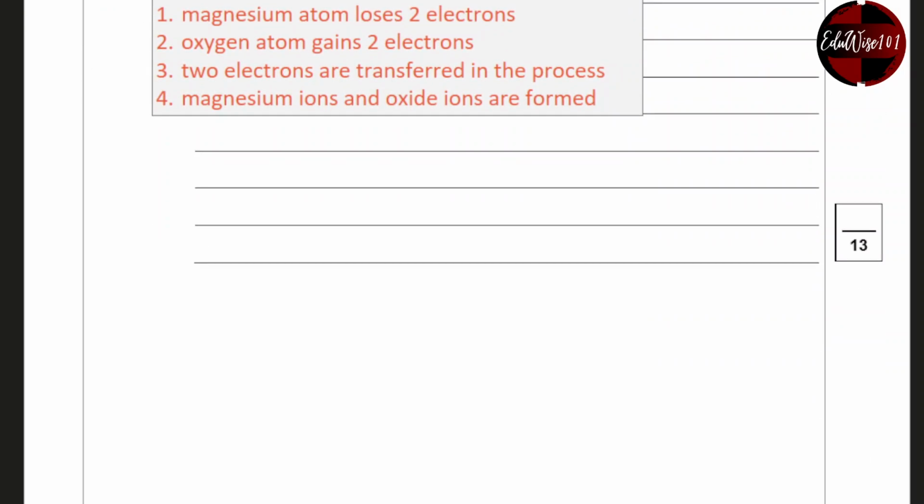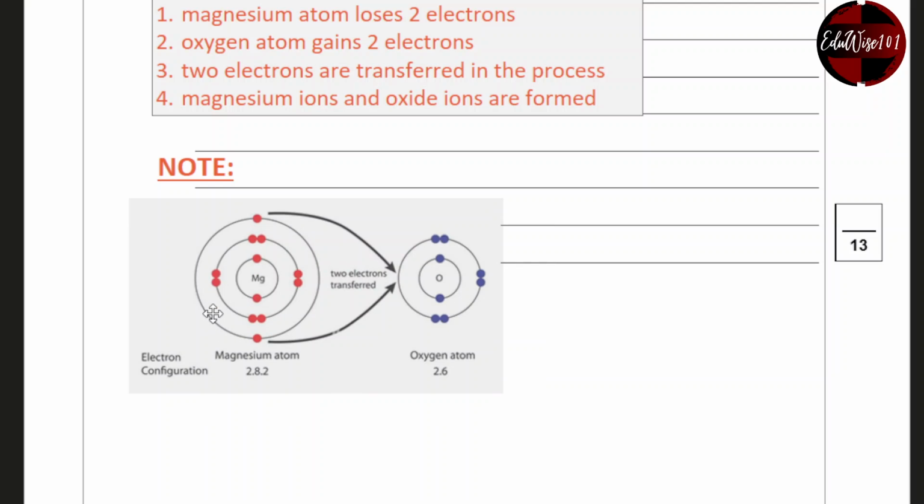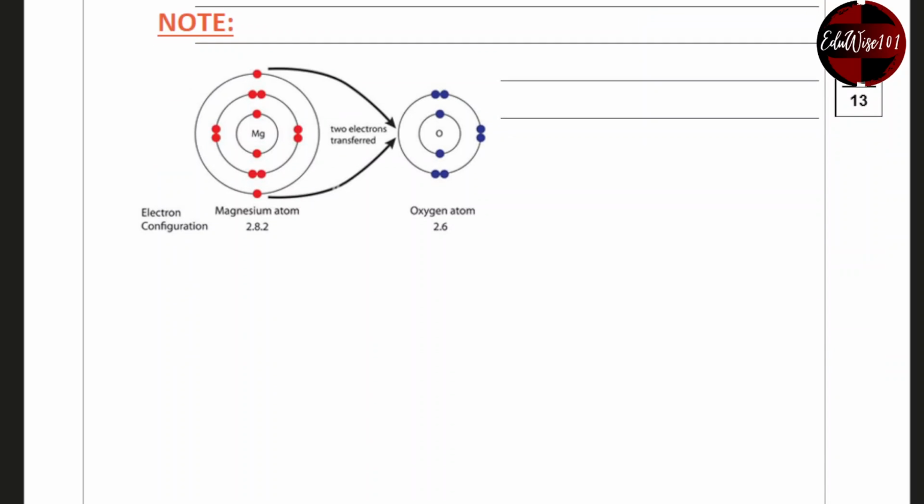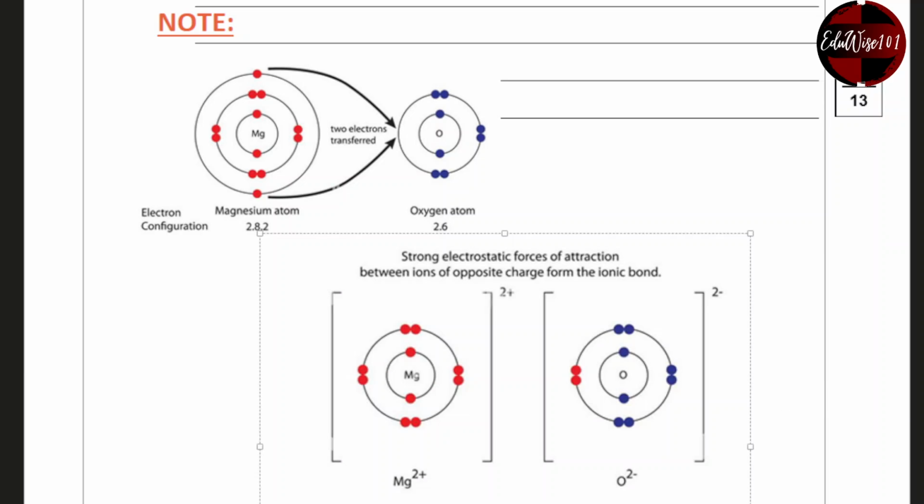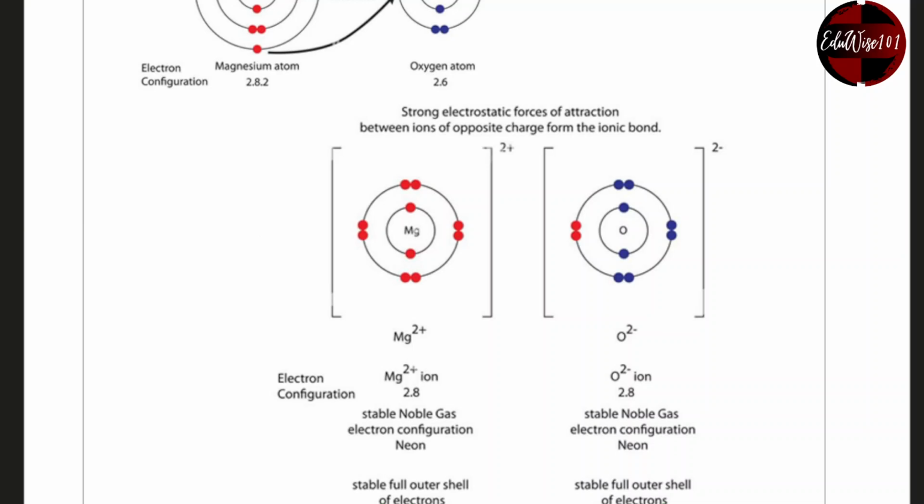So just as a quick note, here's what's happening in the form of a diagram. That's 12 electrons in magnesium atom, and oxygen has 6 in its outer shell, while magnesium has 2. So 2 electrons are transferred, which means this is what happens as a result. They both form a stable outer shell of 2,8.